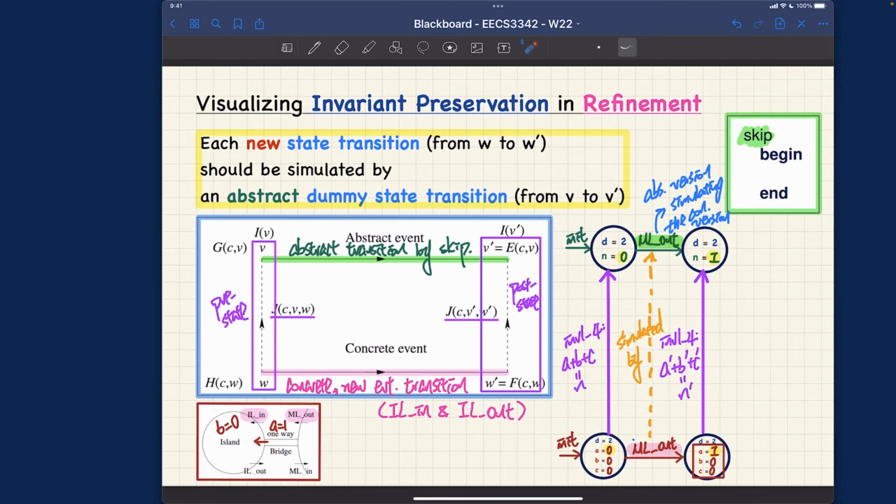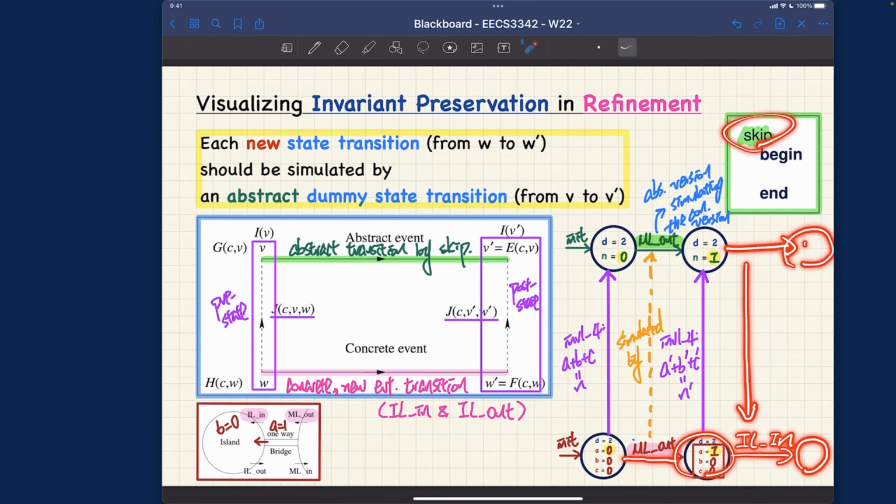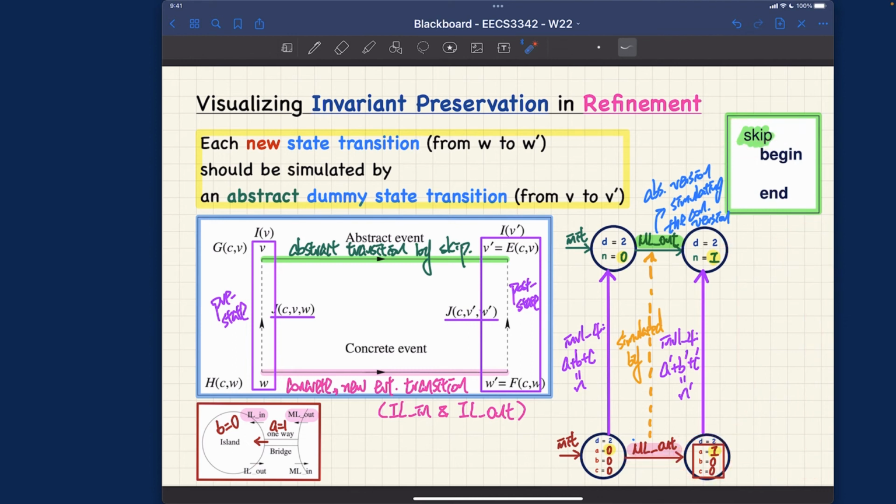Let's now do this transition. As before, we're going to do the abstract transition first. Starting with this particular state after the earlier ML out, we're going to do island in. Then we're going to see what the resulting state is. Then we're going to perform the abstract event skip, which will simulate this particular abstract event. Then we're going to see what the resulting state is, and we'll make sure that the concrete invariants will still be satisfied in the resulting state. That'll be the plan. All right, let's take a look.